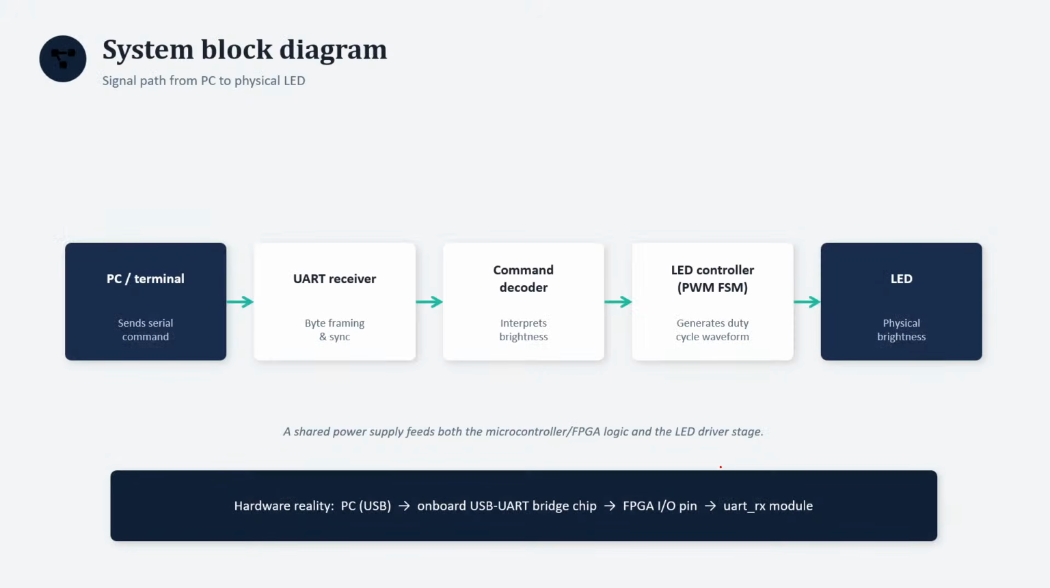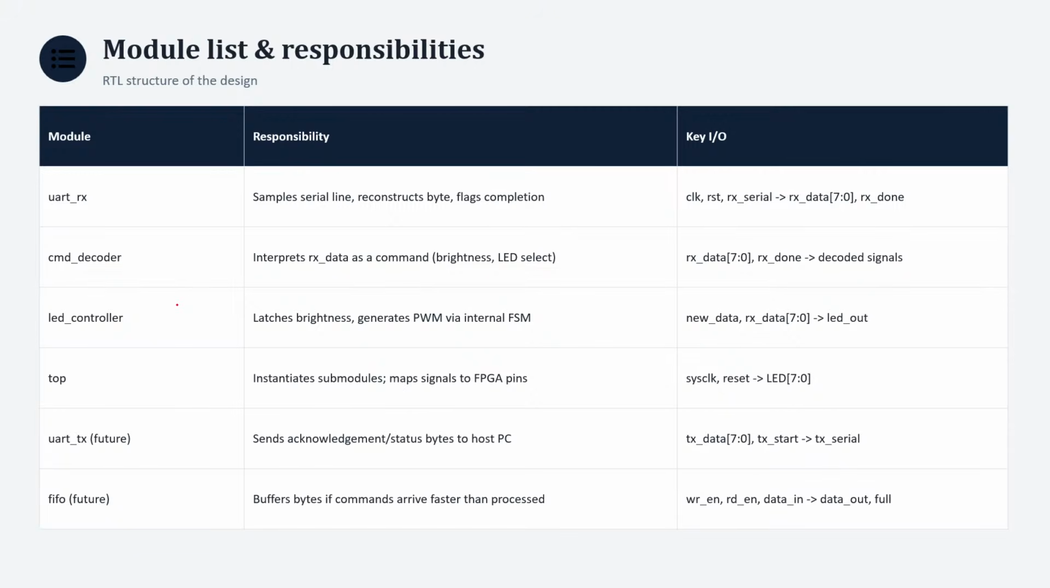So this is what I was talking about. My PC terminal is going to give it to the UART receiver. And here we are going to have a particular bridge which is going to convert these commands into UART commands and the UART receiver. This is what we are going to implement now. Okay. And the first one is UART RX.